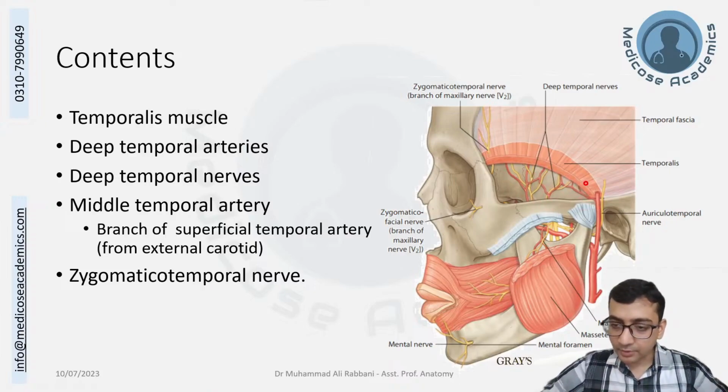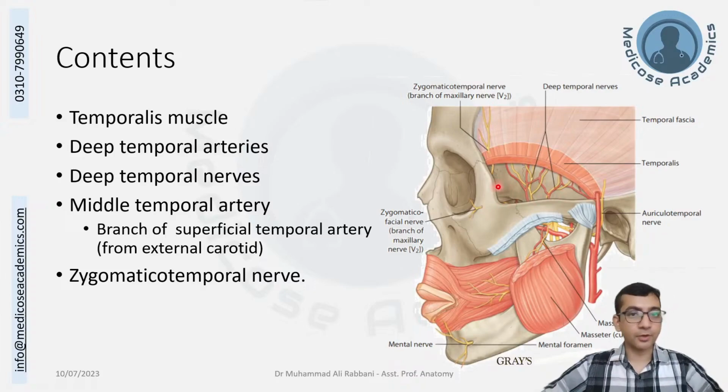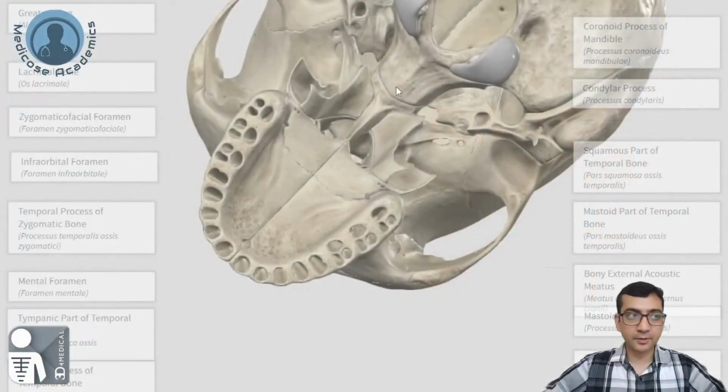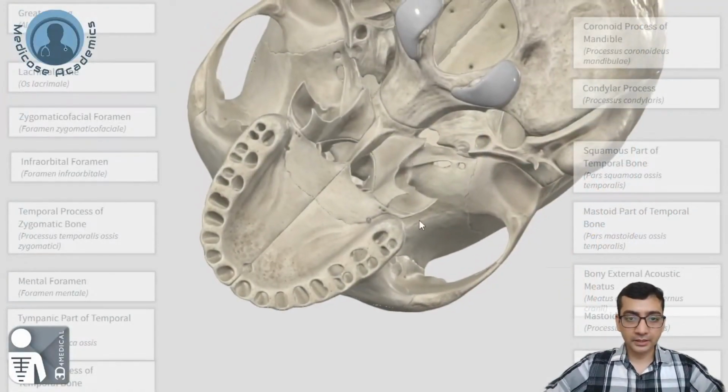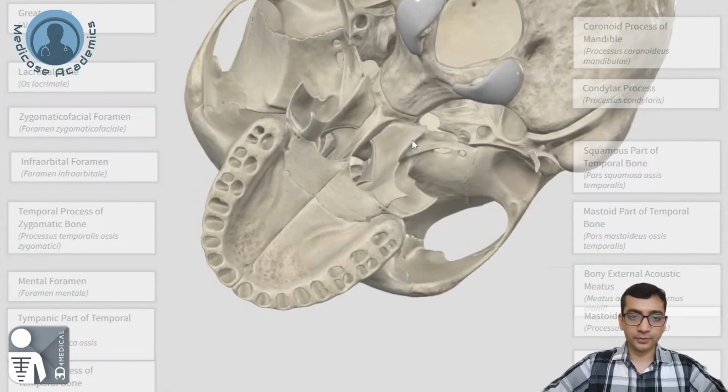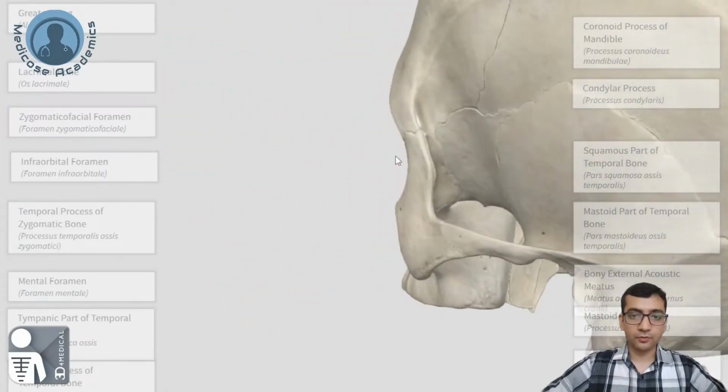So there is an artery coming from the outside. This is the branch of the superficial temporal artery. This is called the middle temporal branch, the middle temporal artery. And there is also the zygomaticotemporal nerve that is coming outside from the zygomaticotemporal foramen. I hope you remember the zygomaticotemporal canal and zygomaticotemporal foramen.